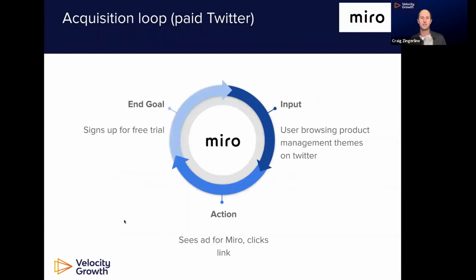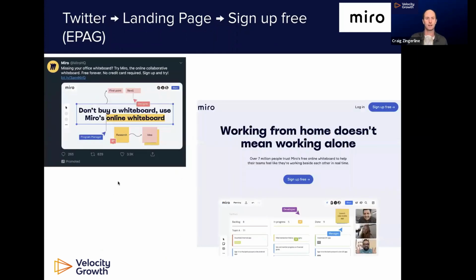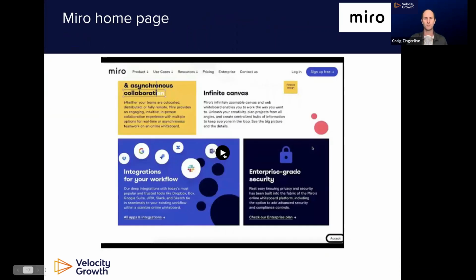Their acquisition loop may start in a channel like Twitter, where I see their ad up on Twitter when I'm browsing things around product management. And then I see an ad and then I click the link, and then they're trying to get me to sign up for the free trial. That's what their end goal of acquisition and activation really is. So the whole flow here from Twitter, you see the ad to the landing page. Now they're focused on getting you to sign up for free. Watch how they pull this off though.